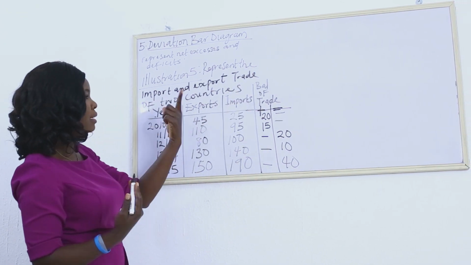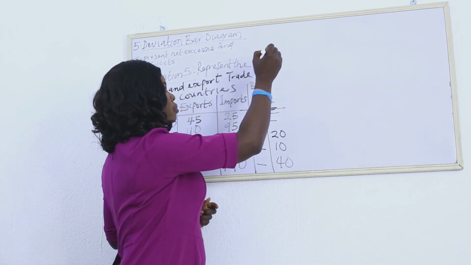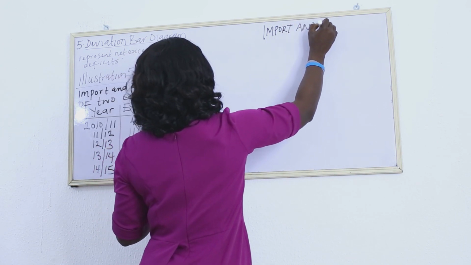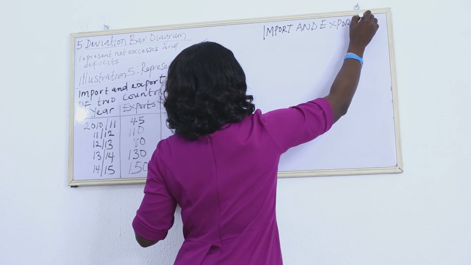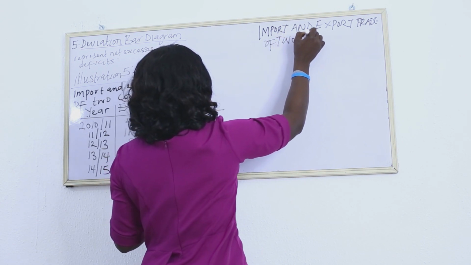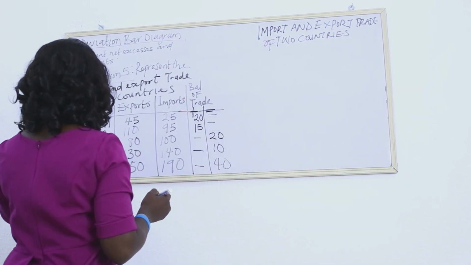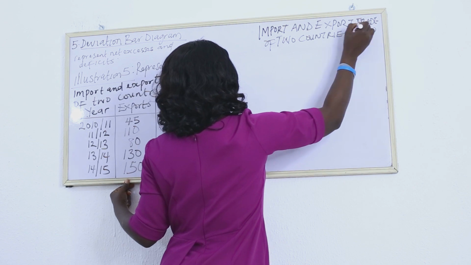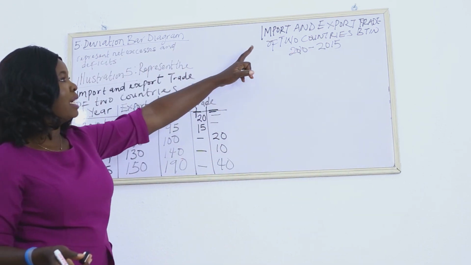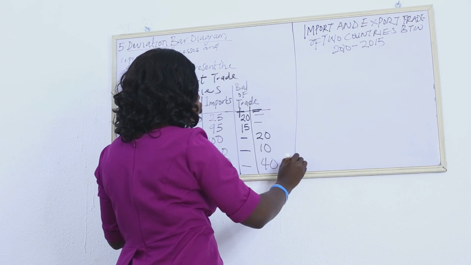So the first thing is to write out a suitable title for the bar diagram. My title will be import and export trade of two countries between 2010 and 2015. Any suitable title is okay. Some other people might decide to add their own wording, depending on how suitable it is for you. So I'm going to draw the two axes now.